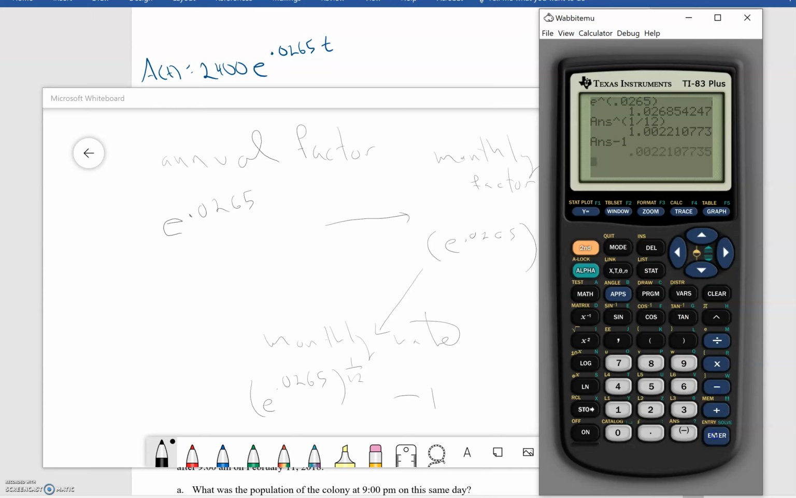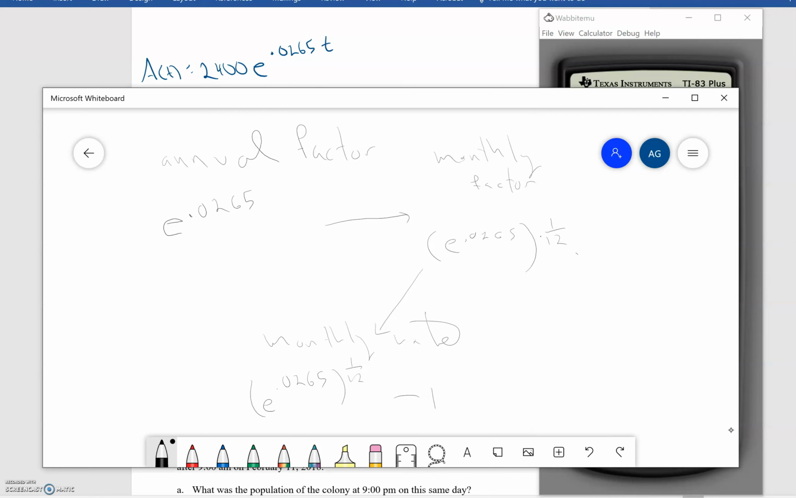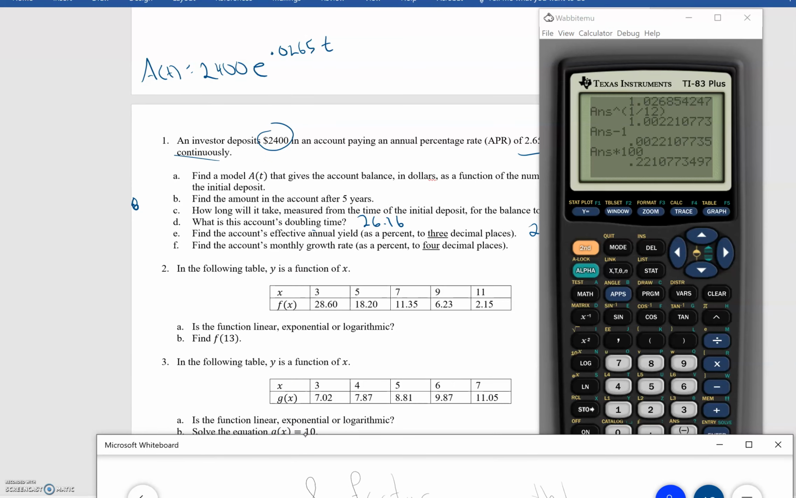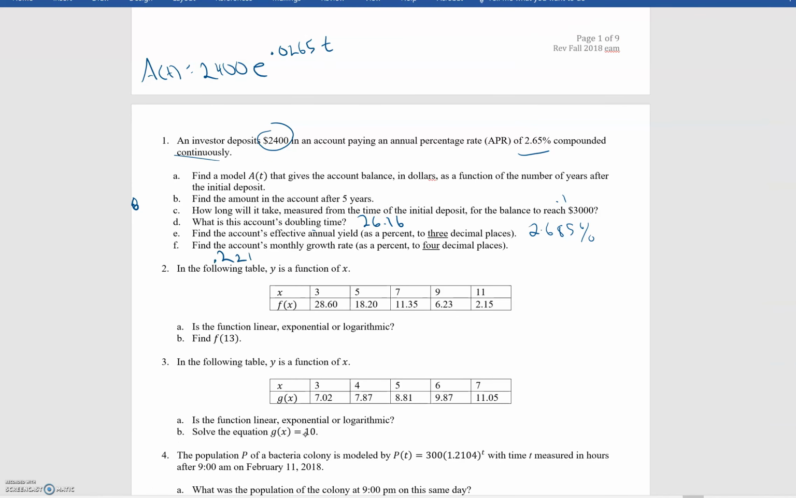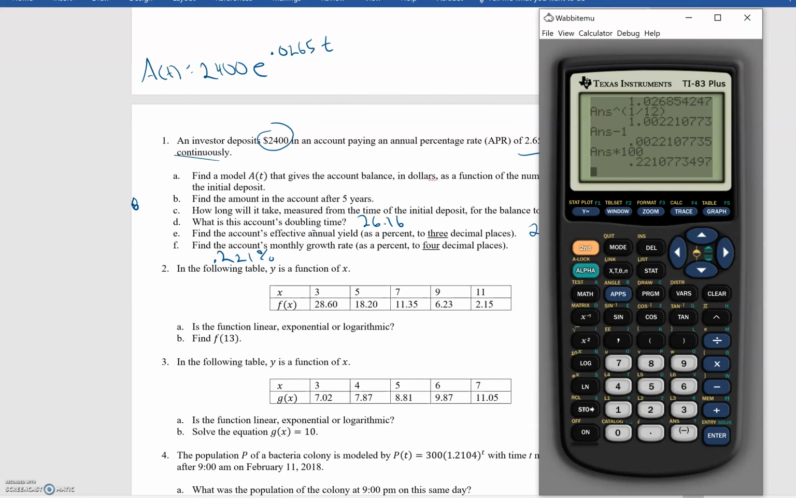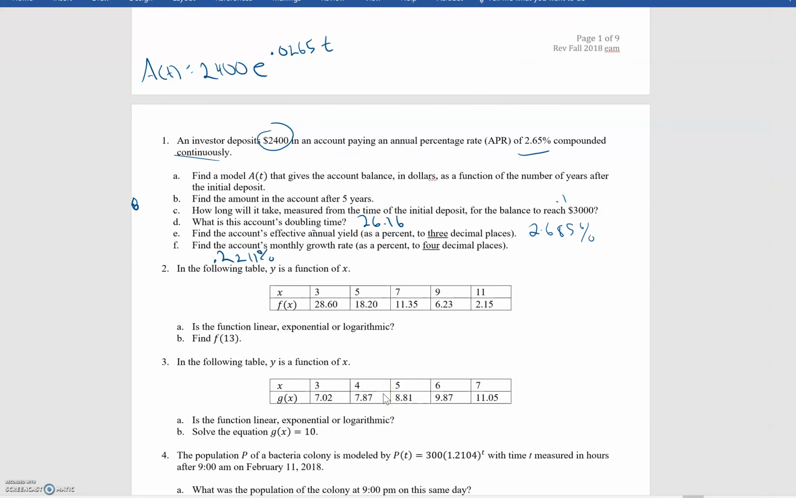Then I subtract 1, and I have the monthly rate, and in percent form, that is 0.221%. Oh, and I was supposed to go to 4 decimal places, which I did not. So that would be 0.2211%.